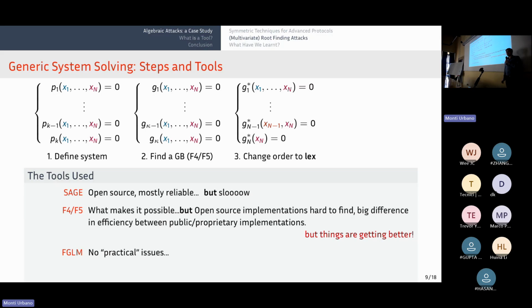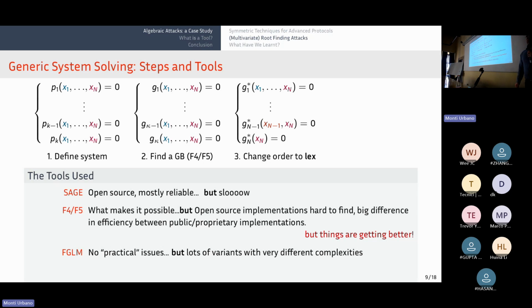Once you have your Grobner basis, you need to change the order. Again, I'm not going to go into what that means. It's an operation that you need to make on your Grobner basis. And there are tools to do that. And in particular, there is an algorithm called FGLM. For this one, I'm not aware of any really practical issues. The implementations are not that hard to come by, or they're not that hard to make.